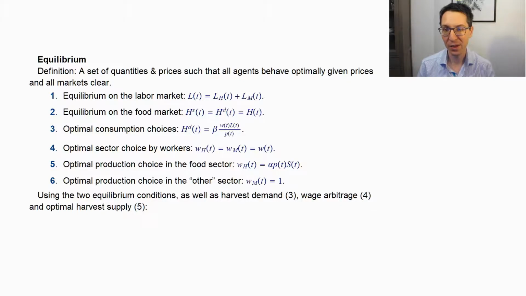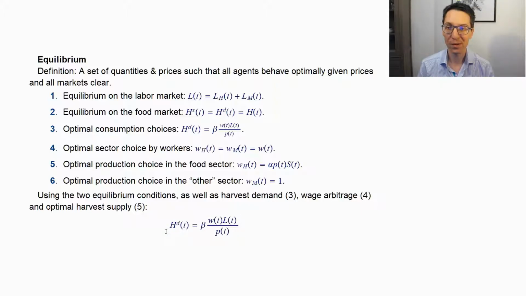And finally, the optimal input choice in the other sector is also a reflection of its technology. So here it's simply that WM of T equals 1. So these are our 6 conditions. We use them to recover our harvesting function. So let's start with condition number 3, the demand on the harvest sector. HD equals beta WT LT divided by PT.